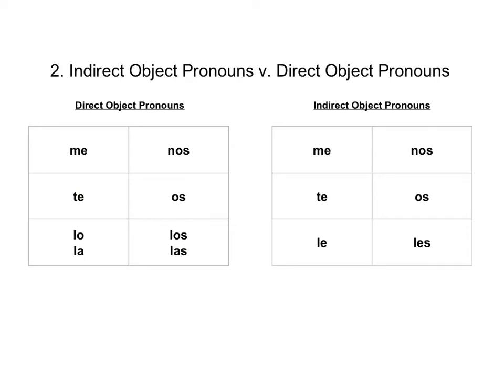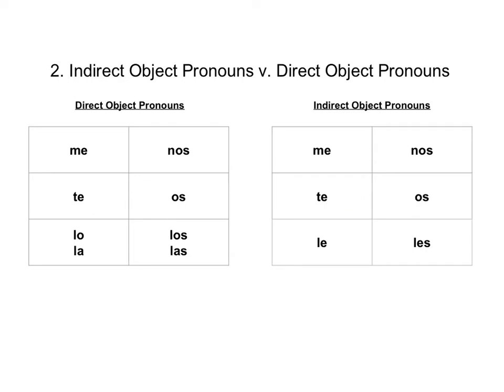Okay, so I think it's helpful to compare direct object pronouns to indirect object pronouns since we will be using both of them in a sentence pretty soon. They are very similar. In fact, they're identical in 4 of our pronouns. So me, te, nos, os are the same for both types of object pronouns. The different ones are the third person singular and third person plural pronouns.